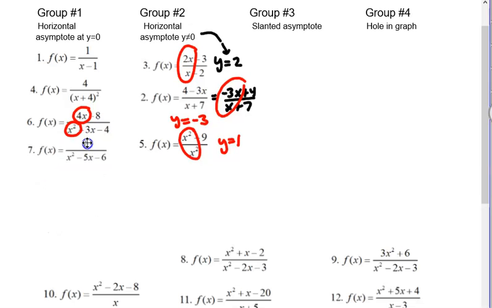Number 7 also goes in category 1. As x gets really, really big, the denominator gets to be a huge number, x squared. The numerator stays 6. So y is going to get close to 0.